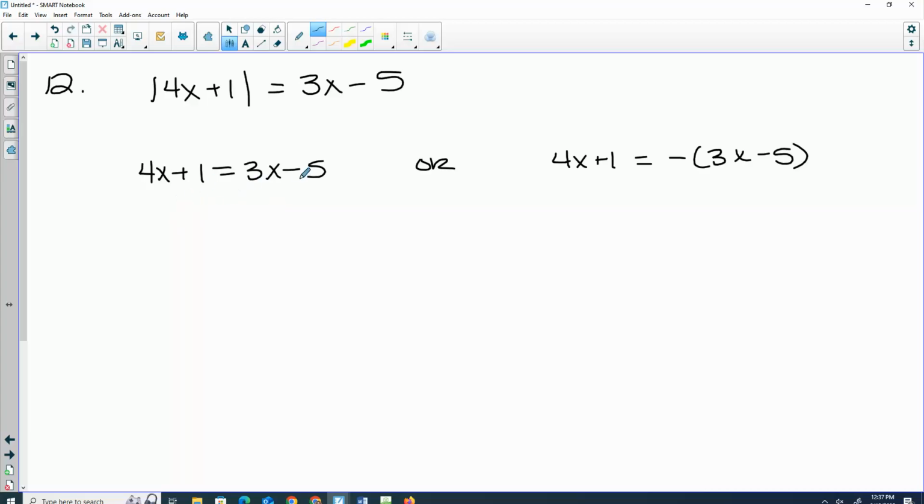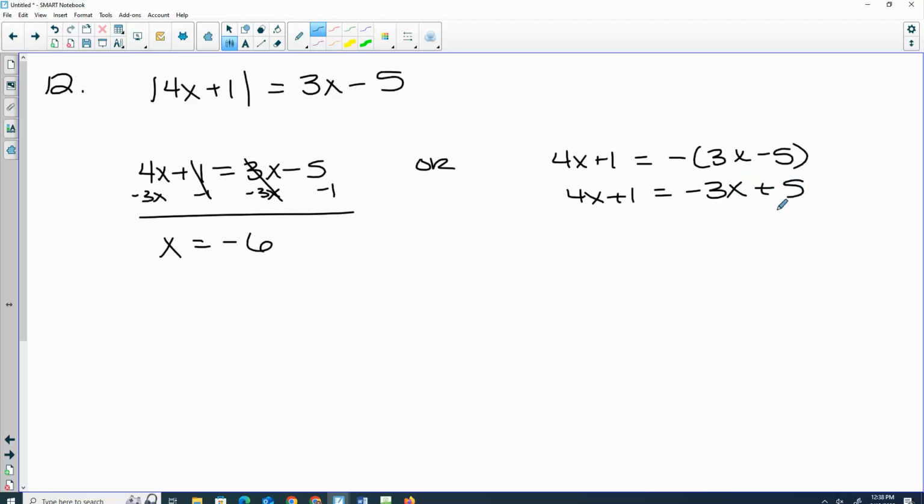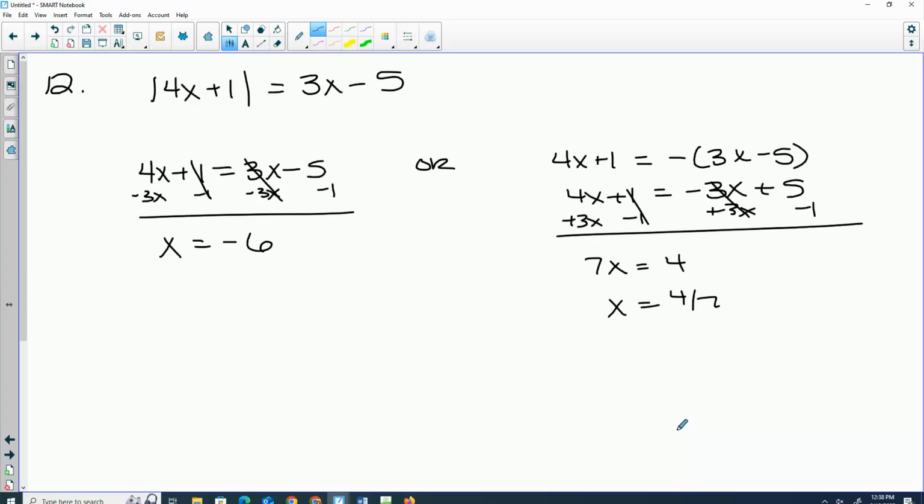Now we solve both of these. So I can subtract my 3x, subtract my 1, so we get x equals negative 6. Over here, this would be negative 3x plus 5. So we add 3x and subtract 1. So we get 7x equals 4, so x is 4 sevenths. Alright, but most of the time, those were your actual answers.